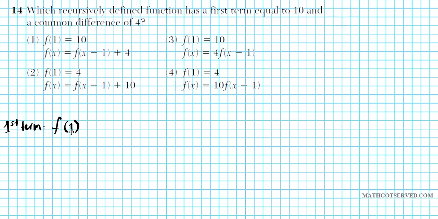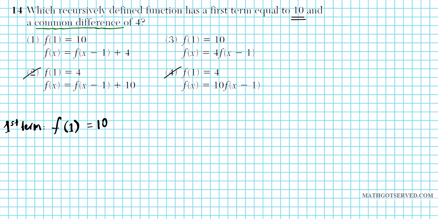Let's write this down. First term is going to be f of 1. 1 means the position, okay? 1 is for first. So f of 1 is equal to what? 10. f of 1 is equal to 10. So with this equation in mind, we can quickly eliminate options 2 and 4, since those ones have 4 as a first term, which is not consistent with what's indicated in the problem.